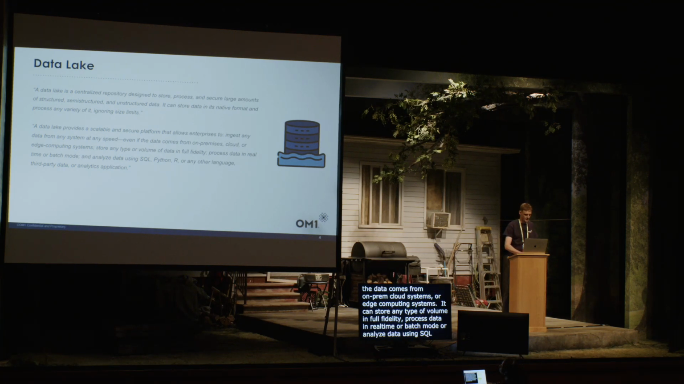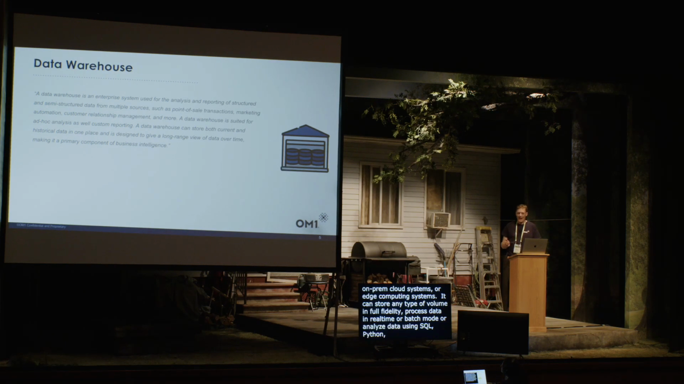So, data lake. Next up is a data warehouse. Probably heard of this as well. It's an enterprise system used for the analysis and reporting of structured and semi-structured data, which we get from multiple sources, such as point-of-sale transactions, marketing automation, customer relationship management, and more. A data warehouse is suited for ad hoc analysis as well as custom reporting. A data warehouse can store both current and historical data in one place. It's designed to give a long-range view of data over time, making it a primary component of business intelligence.